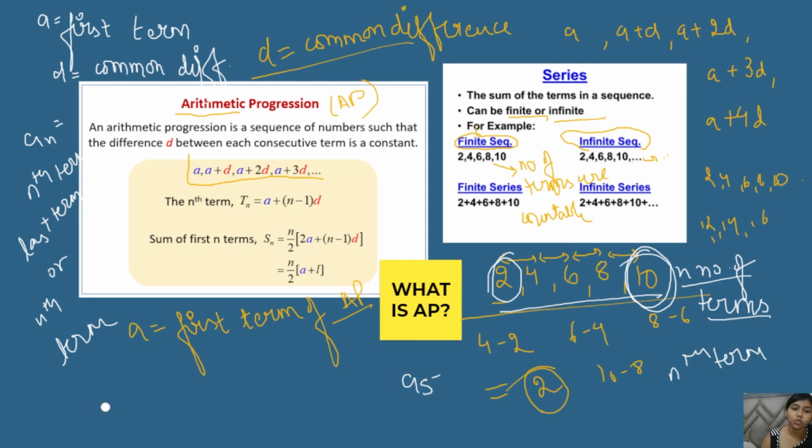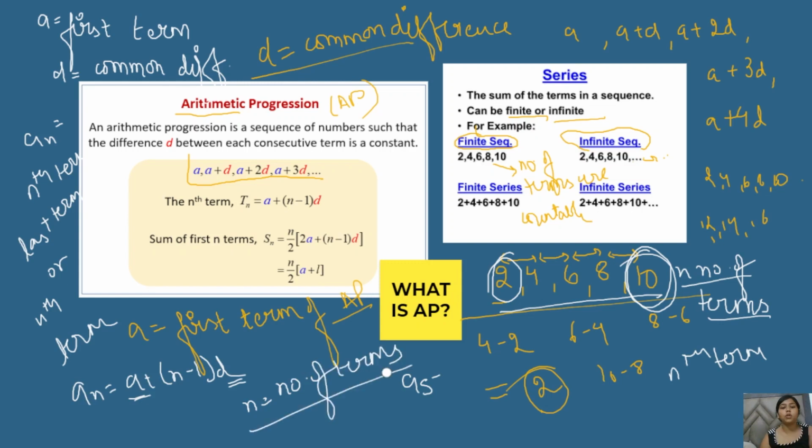So the formula for AN will be A plus N minus 1 into D, where A is the first term, D is the common difference, and N is the total number of terms. This is what we call an AP.